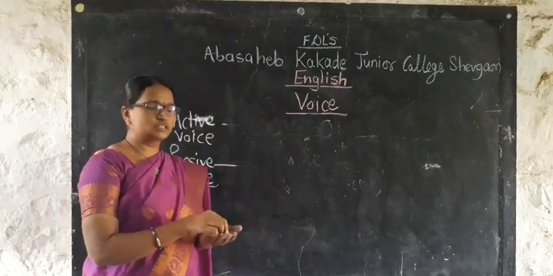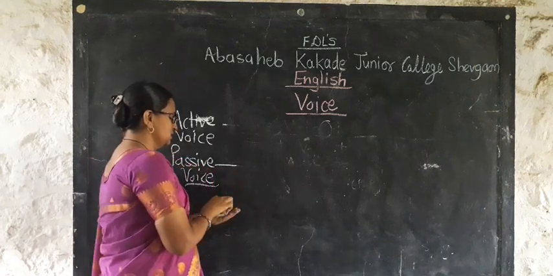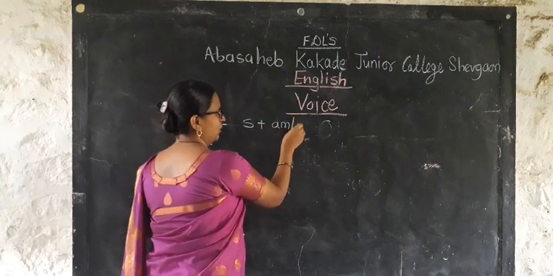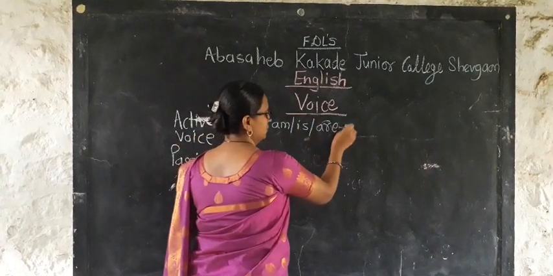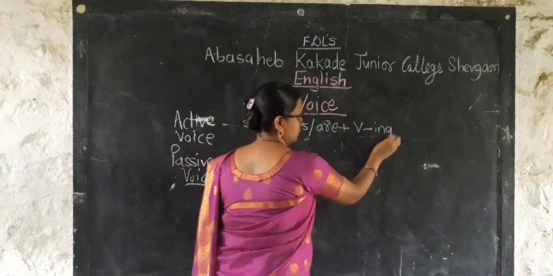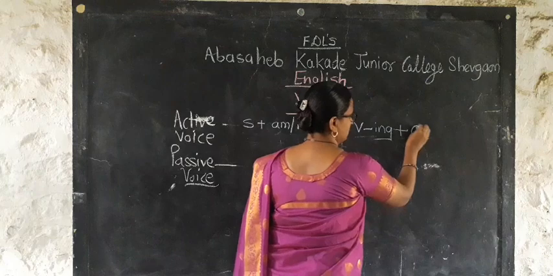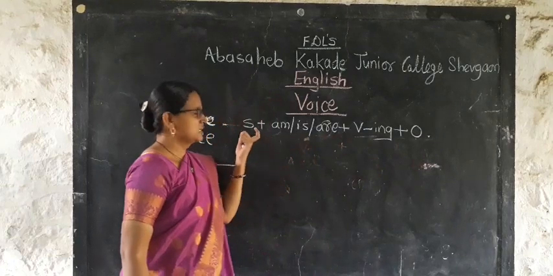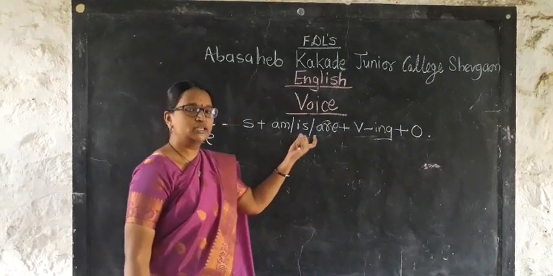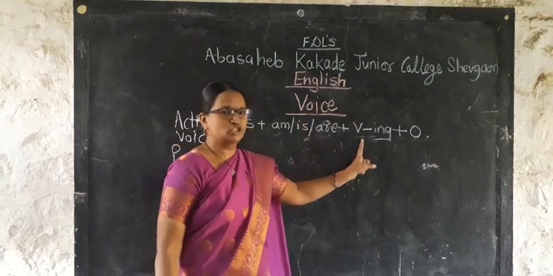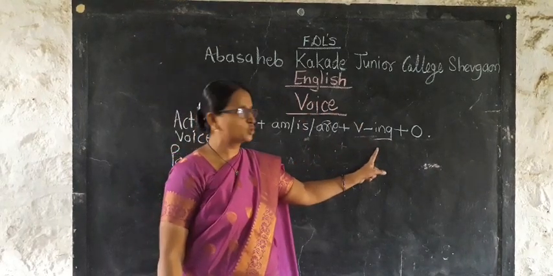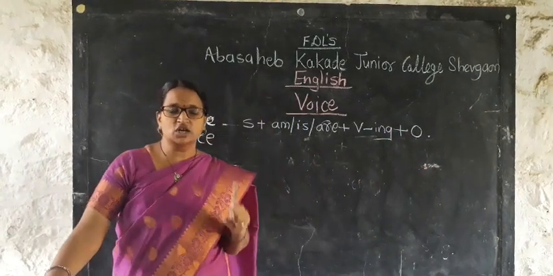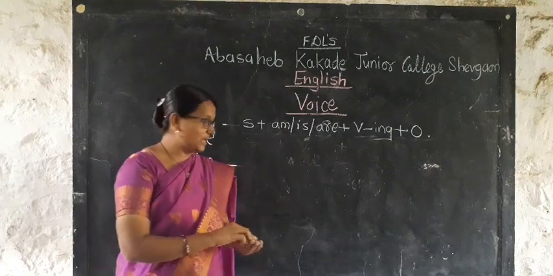Now first I'll write structure of present continuous tense. See, subject plus am or is or are plus VING plus object. Once again, subject plus am or is or are plus VING means we add ing suffix to the main verb and then object. This is the structure of present continuous tense.